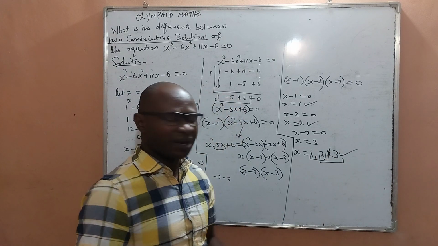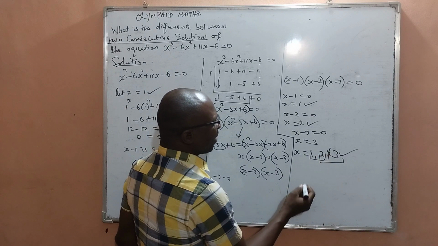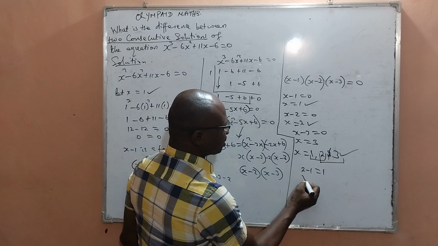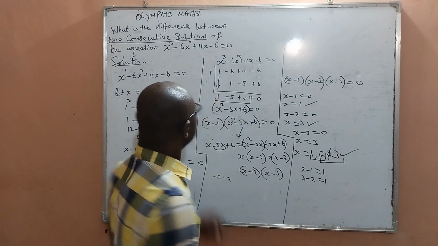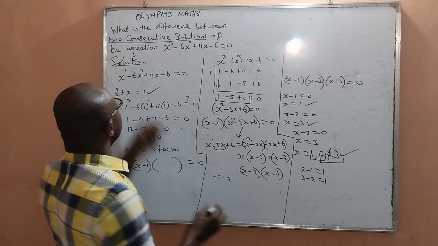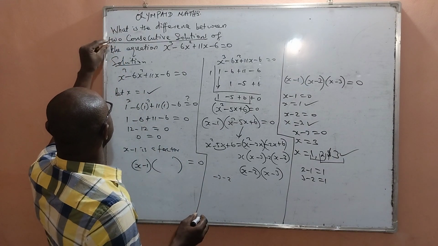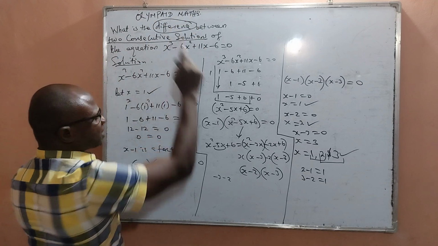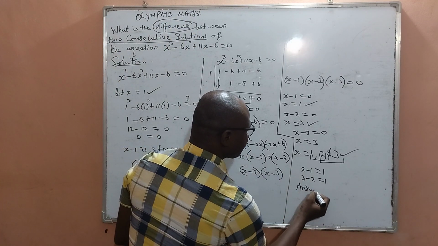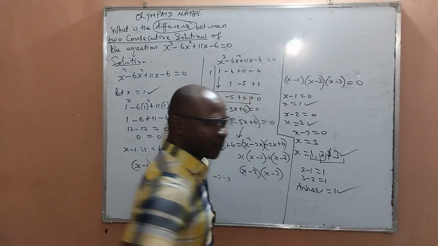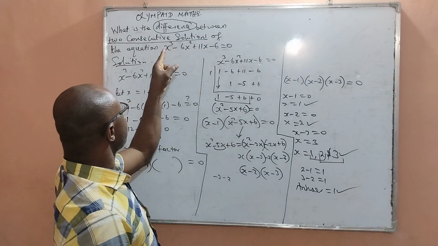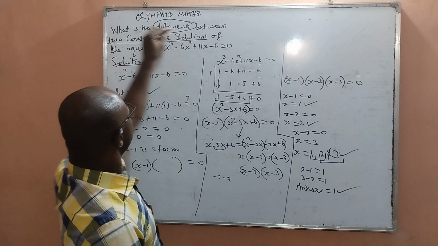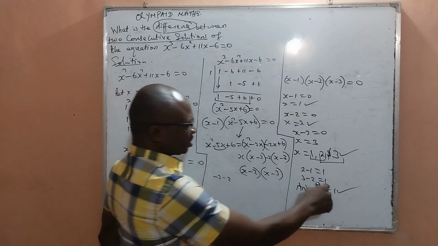Now, what is the difference between them? So the difference between 1 and 2 is 2 minus 1, which is 1. And the difference between 3 and 2 is 3 minus 2, which is 1. Therefore, the answer to the given question, which is interested in finding the difference between two consecutive terms, the answer, therefore, which is the difference, is equal to 1. Final answer. But the solution to the polynomial is 1, 2, 3, whereas the difference between two consecutive terms is 1.